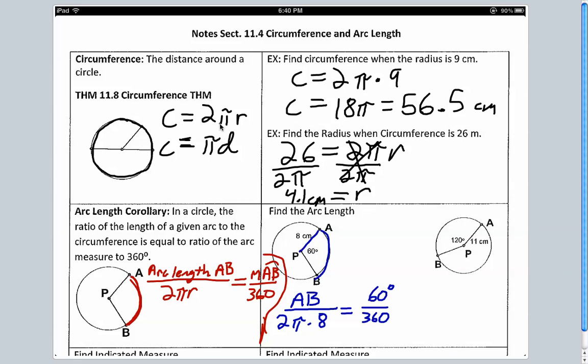To solve this, we're going to have to cross multiply. So I'm going to take 2 pi r times 60, and then I'm going to take AB times 360. This is really just a one-step deal, maybe two steps, and you get down to AB. You don't want to waste your time with the algebra here. AB equals 8.4. Remember, that's the length of AB. That's this length right here. Okay, let's go to the next one.